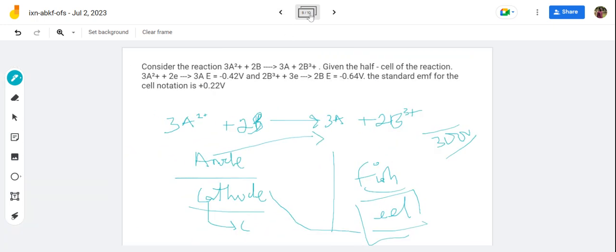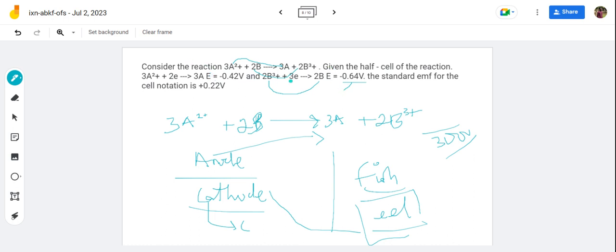But for the question we have here, let's look at what they gave us. This is the combined reaction, and you can get your answer from it. 3A2+ is going to 3A, while 2B is going to 2B3+. But what they gave us is 2B3+ going to 2B. These two are not correlating, so you have to change this one. When you change it, it will be plus 0.64.